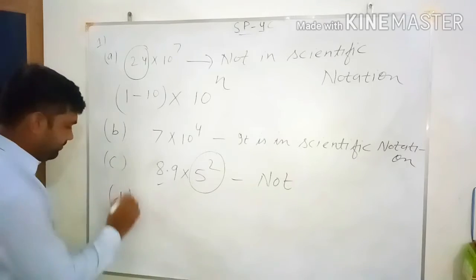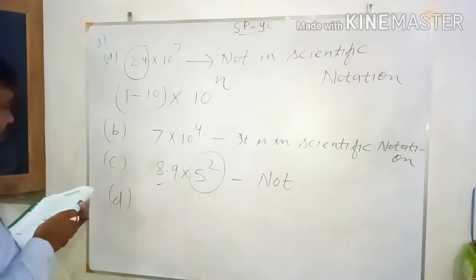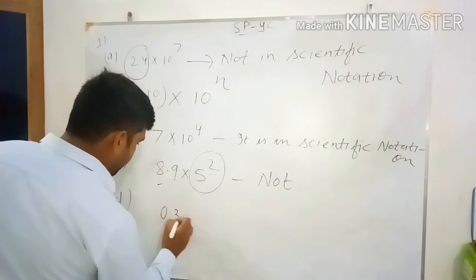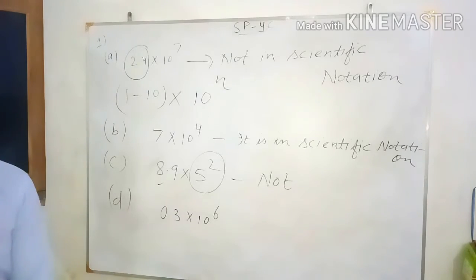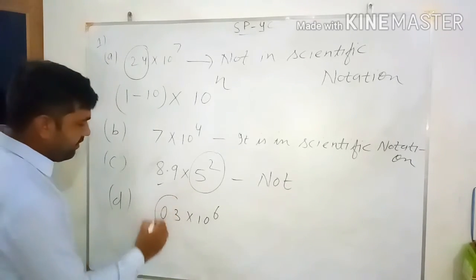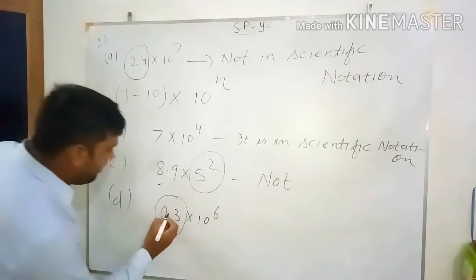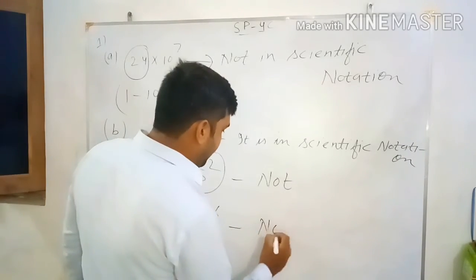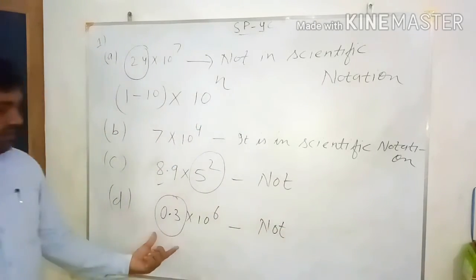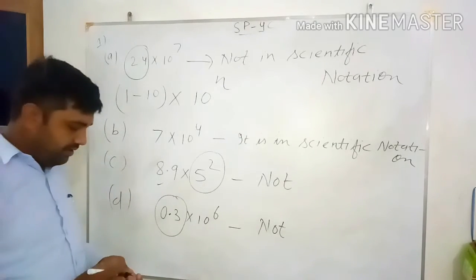D, you see, the D, 0.3 into 10 to the power 6. Now this also is not in the scientific notation. Why? Because the first factor should be between 1 and 10, and this is less than 1. 0.3 is less than 1. The second factor is the power of 10, correct, but the first factor value is less than 1. So it is not in scientific notation.